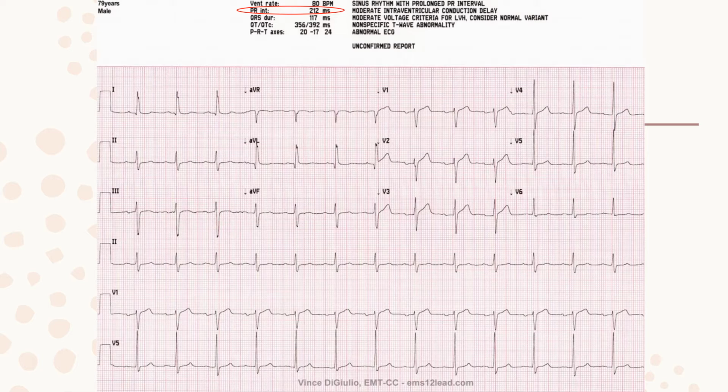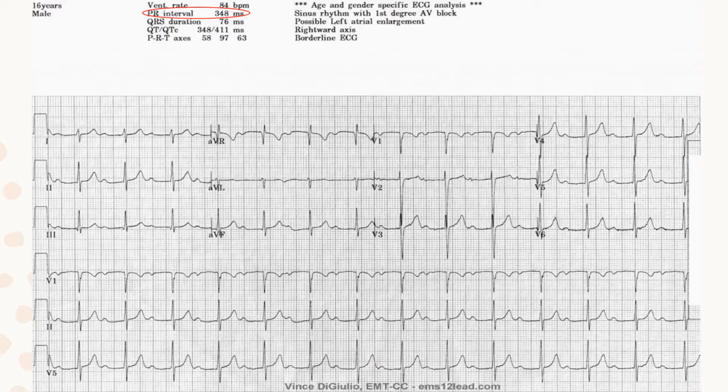So this is one that's just barely too long, just barely. There are others that are much more obvious, like this one, for instance. If you take a look at this EKG, this 12 lead, you can see this is a 16-year-old male, and the PR interval is 0.348.